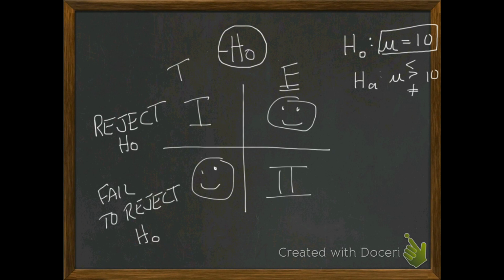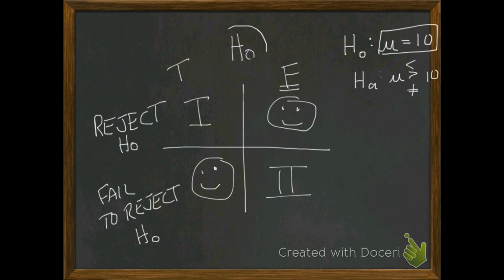So again, what is the goal of any test of hypothesis? It's not to determine whether the null is true or false. The goal is to determine if there's enough evidence from the sample to reject the null hypothesis. That is definitely going to be a test question, so that's going to be something important.